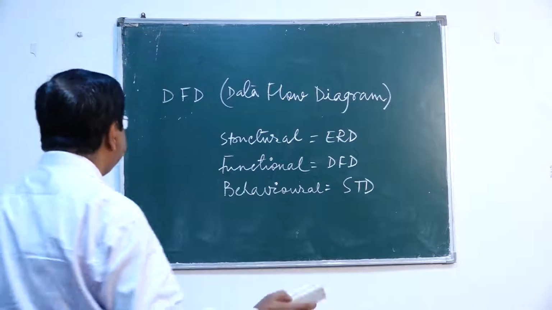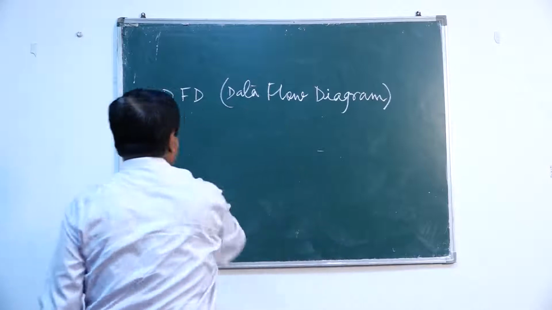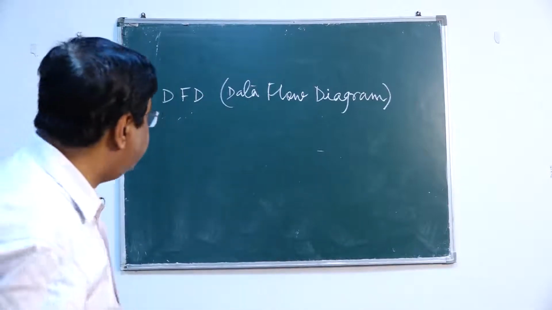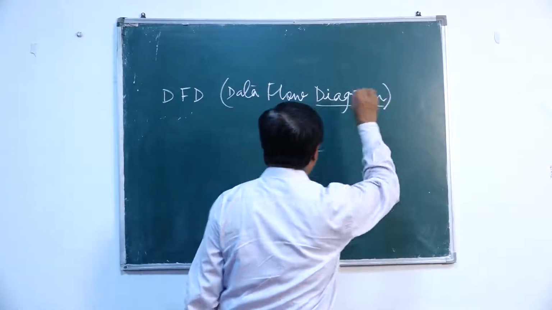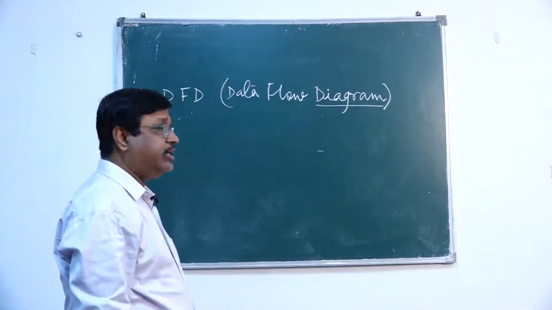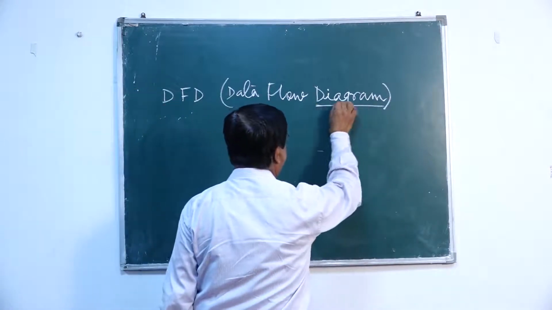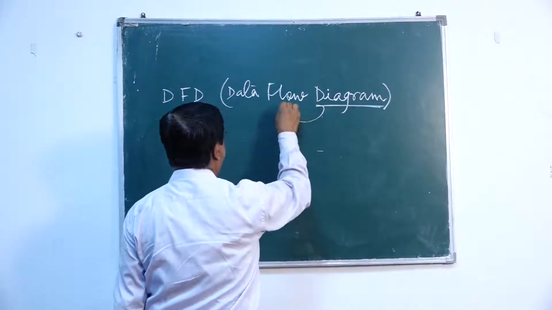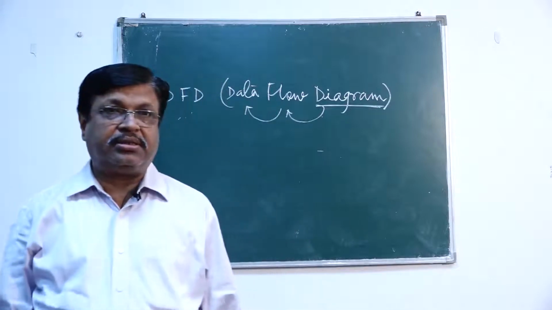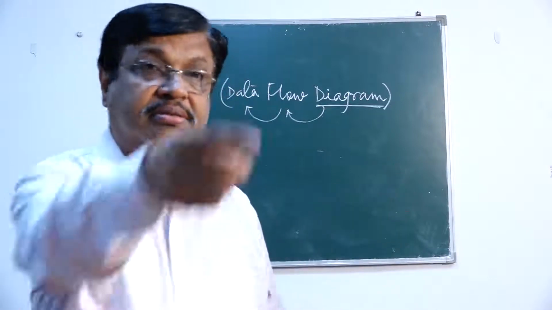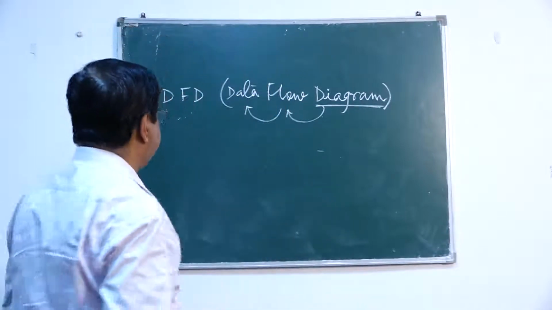So, if we try to understand what is DFD, the definition is very clear from its name, data flow diagram. If we read it reversibly, we can understand: the diagram that shows the flow of data in a system.